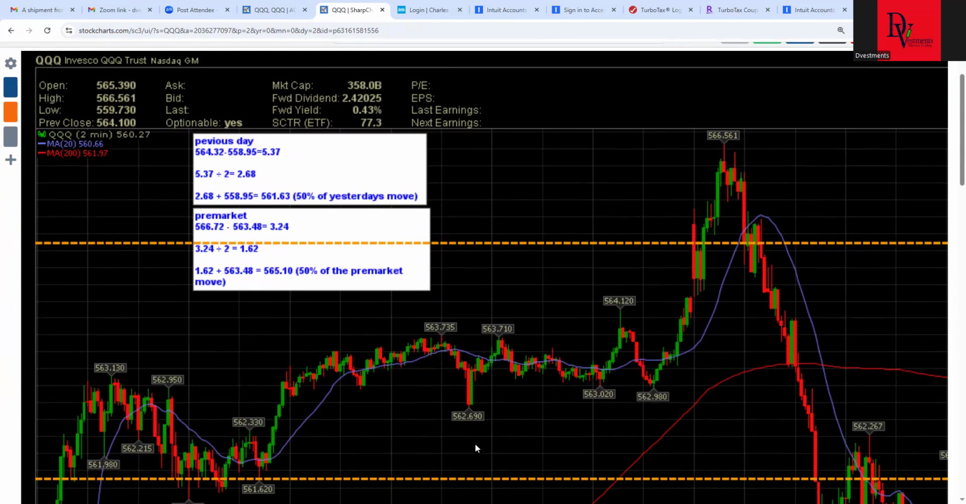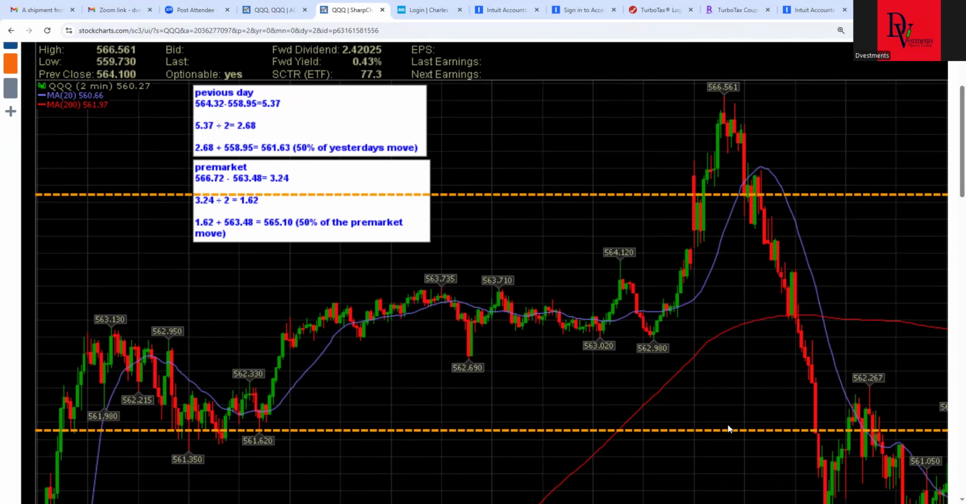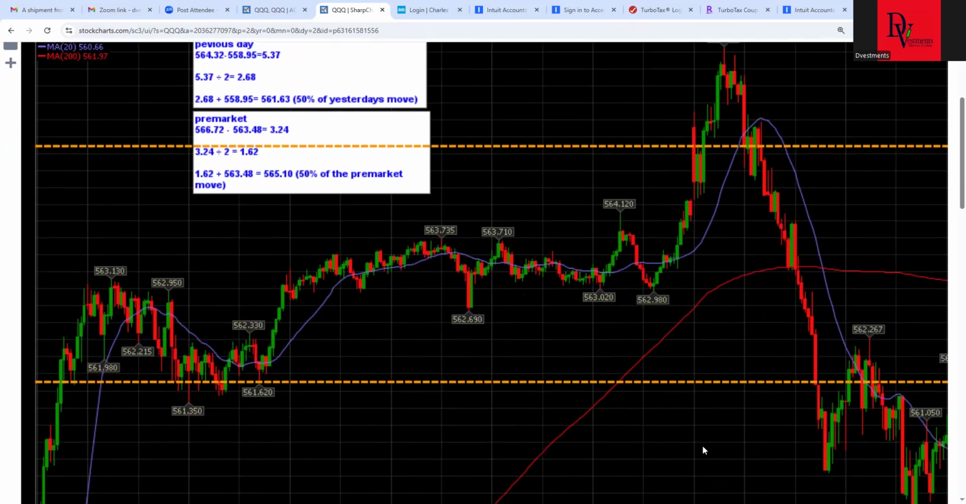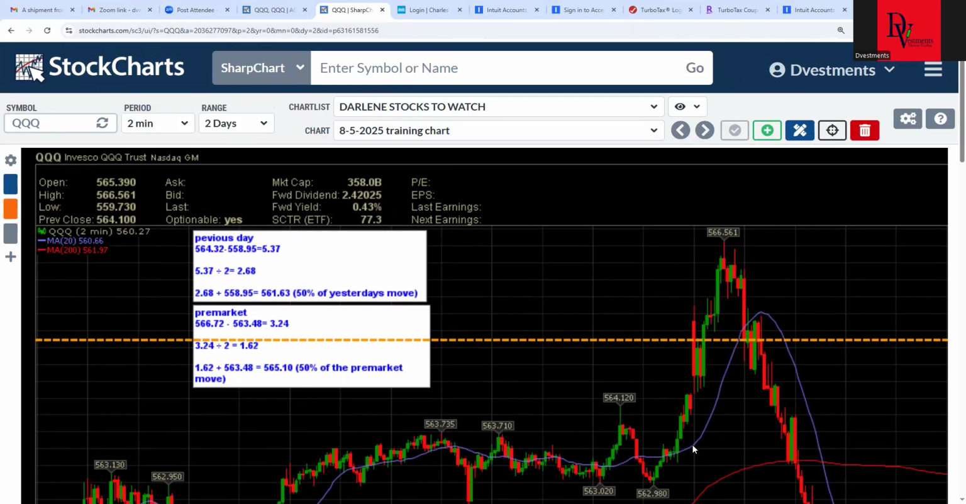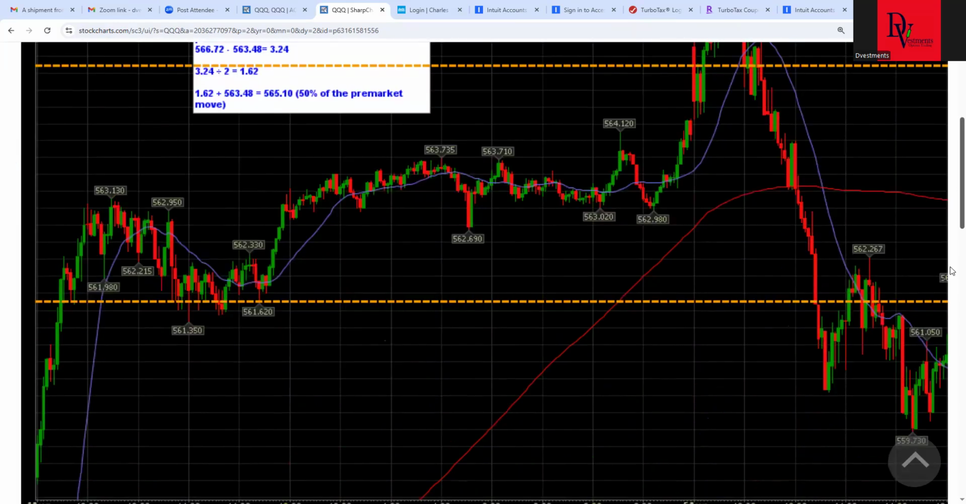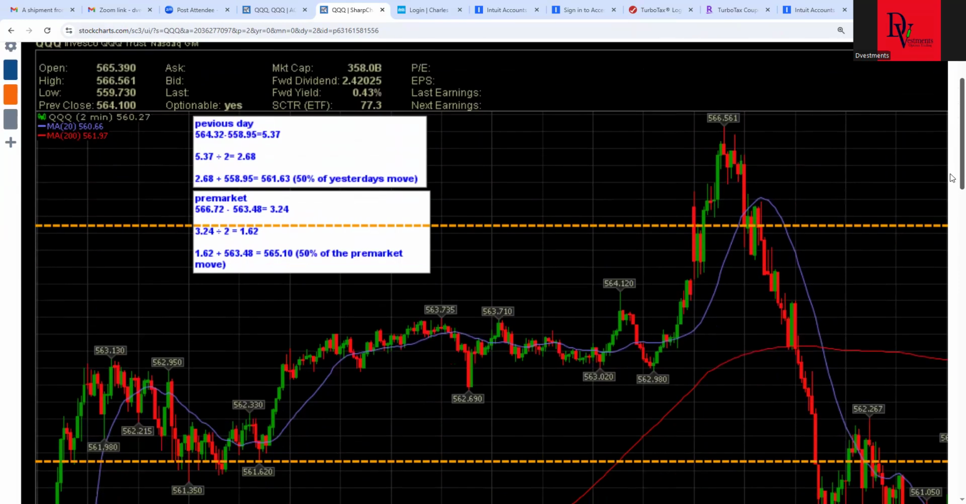So I'm trading off of the 565.10 and the 561.63. The market hasn't opened yet, but I have these lines on my chart. So I'm trading off of this.